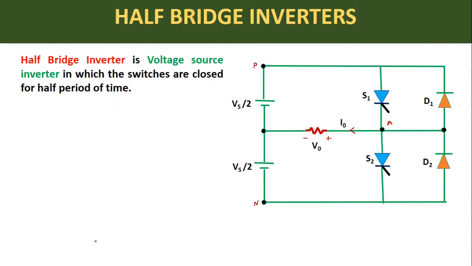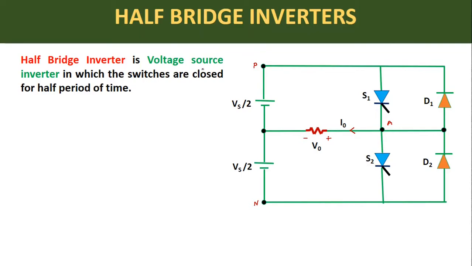Now, as we have discussed that this half bridge inverter is a voltage source inverter, what is the voltage source inverter? In voltage source inverter, the input voltage is maintained constant. So here you can see we are using a constant voltage of Vs by 2 and Vs by 2 in the input side of this half bridge inverter. Therefore, it is a voltage source inverter.